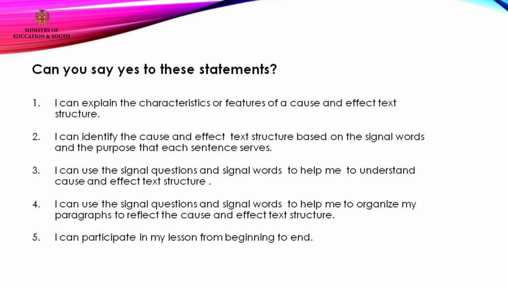Now, boys and girls, it is at that time of the lesson where we check what we have learned so far. Can you say yes to these I can statements? I can explain the characteristics or features of a cause and effect text structure. I can identify the cause and effect text structure based on the signal words and the purpose that the sentence serves or the sentences serve. I can use the signal questions and the signal words to help me to understand the cause and effect text structure. I can use the signal questions and signal words to help me to organize my paragraphs to reflect the cause and effect text structure. And of course, I can participate in my lesson from beginning to end.